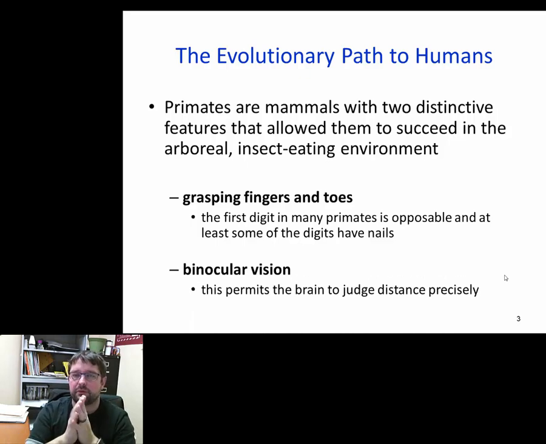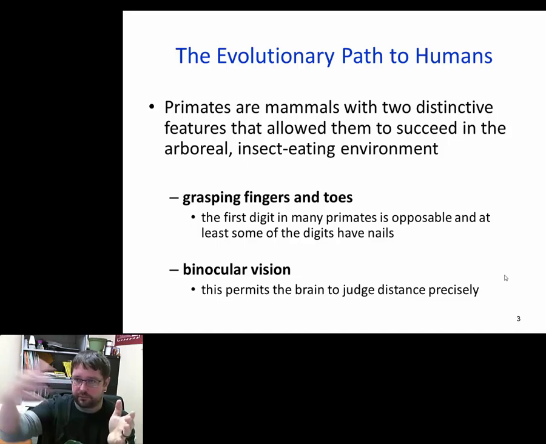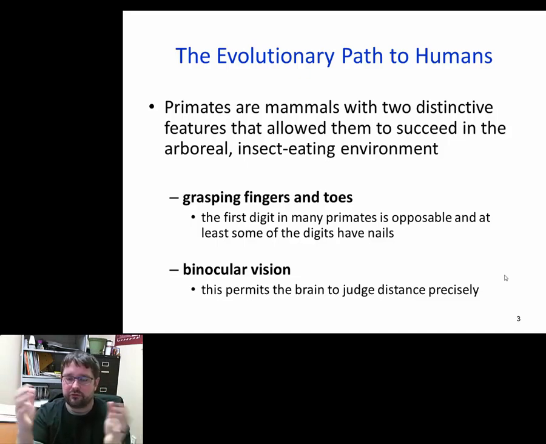And then the second one is binocular vision. The reason why all primates have eyes in the front of their head is so that their eyes can focus on a single object. Okay? By having binocular vision and focusing on a single object, you can judge distance. Okay? Now, there's advantages clearly to judging distance, especially if you're trying to capture prey like insects and things like that, or make a jump from one branch to the next. You can judge the distance.